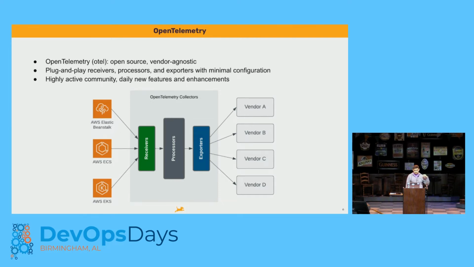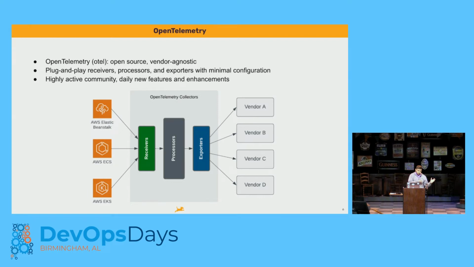So we can get it from AWS Elastic Beanstalk, ECS, EKS. Of course, these are AWS specific, but there is no limit. You can really do whatever you want. All of the receivers, processors, and exporters are written in Go, so you can actually go and write your own if you wanted to, and potentially contribute to open source. This is the core of how we're driving our vendor agnosticism.